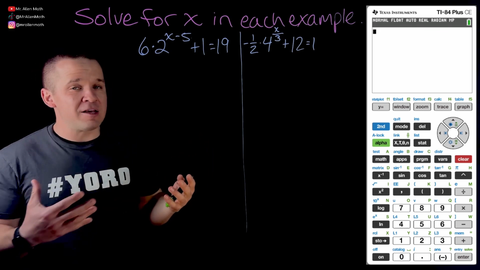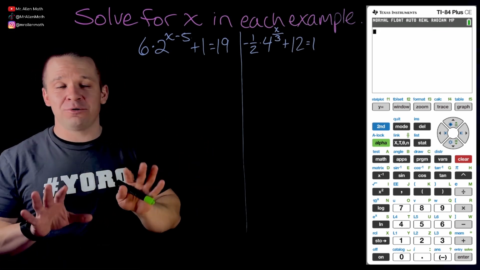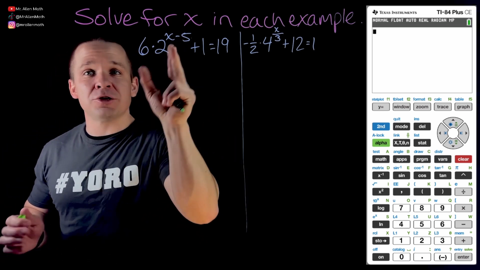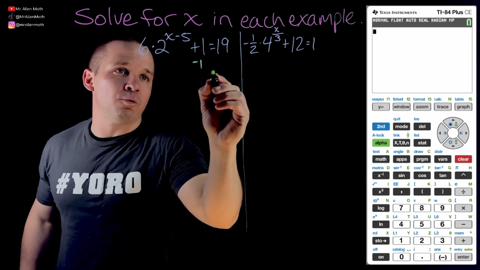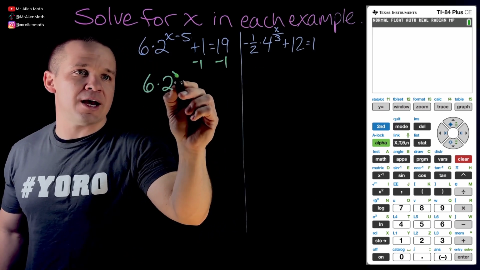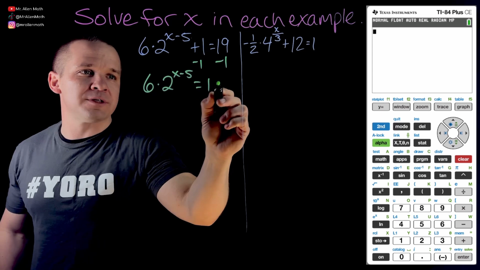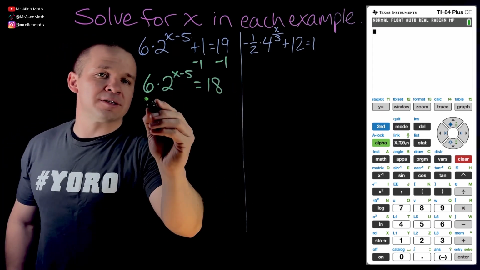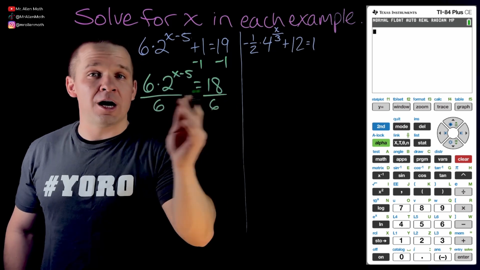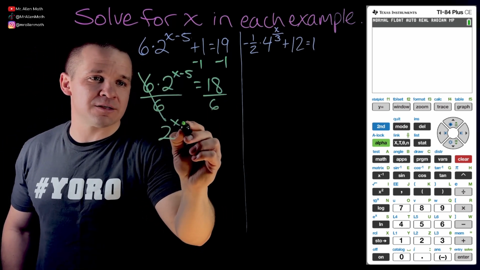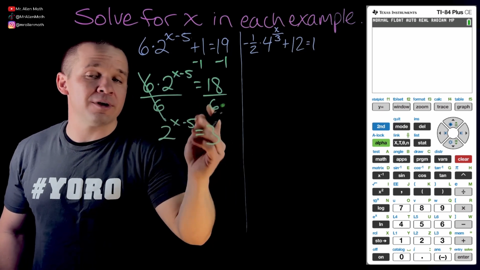The way we're going to solve that is by using logs, but I can't do that just yet. So what I have to do first is isolate the base to a power. I'm going to subtract 1 first on both sides, and I've got 6 times 2 to the x minus 5 equals 18. I still don't have the base to a power by itself, so let's divide by 6 on both sides. Now, that's gone. I got 2 to the x minus 5 equals 3.